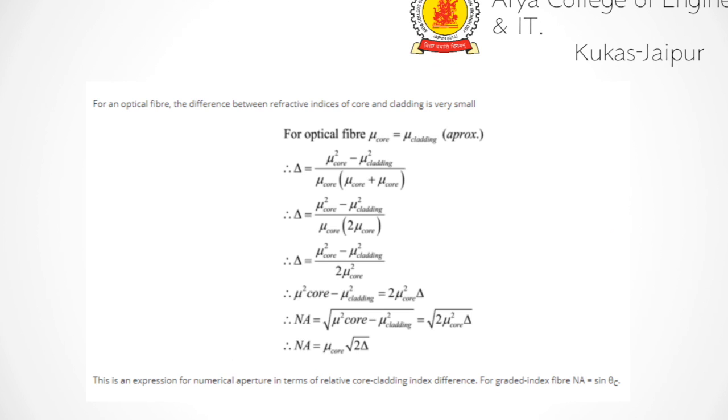Now, using this in the value of delta and solving, we get Δ = (μ_core² − μ_clad²) / (2 μ_core²). Rearranging the terms, we get μ_core² − μ_clad² = 2 μ_core² Δ. As we know, numerical aperture is √(μ_core² − μ_clad²). Therefore, the numerical aperture can also be written as √(2 μ_core² Δ), which simplifies to NA = μ_core √(2Δ). This is the expression for numerical aperture in terms of the relative core-cladding index difference.